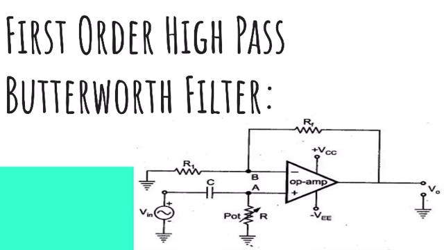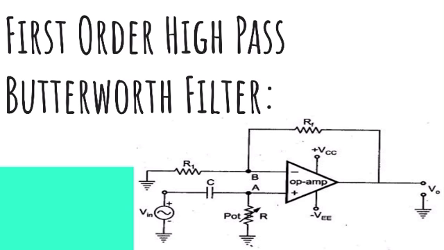Coming to the first order high pass Butterworth filter. As mentioned earlier, a high pass filter is a circuit that attenuates, that means stops, all the signals below a specified cutoff frequency denoted as FL. So the high pass filter performs the opposite function to that of the low pass filter. Hence the first order high pass Butterworth filter circuit can be obtained by interchanging the frequency determining resistance and capacitors in a low pass circuit. This is the circuit for the first order high pass Butterworth filter.